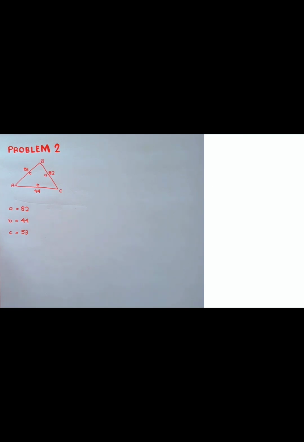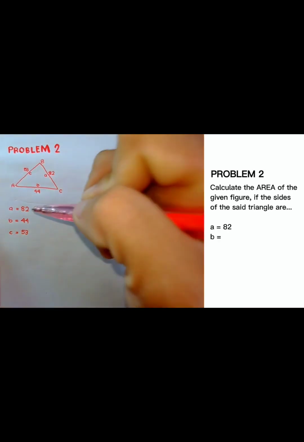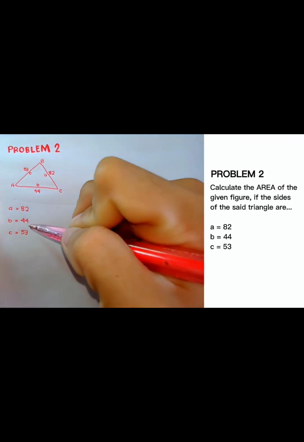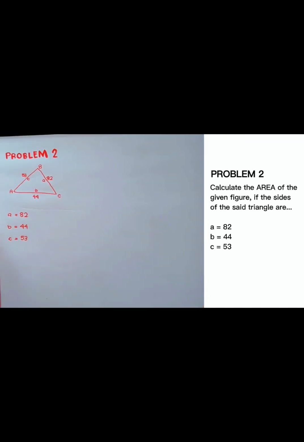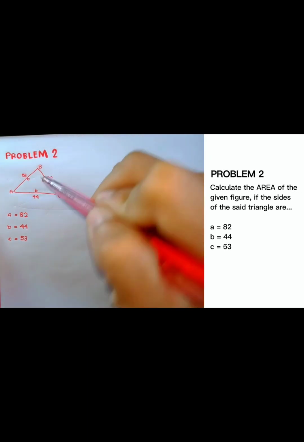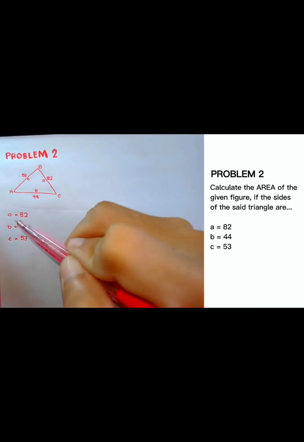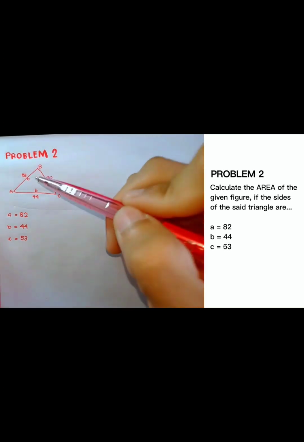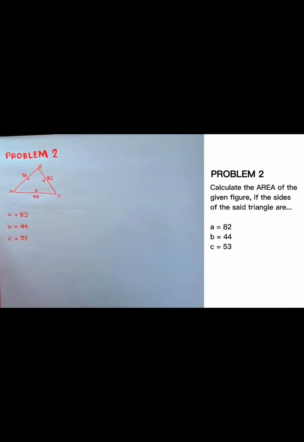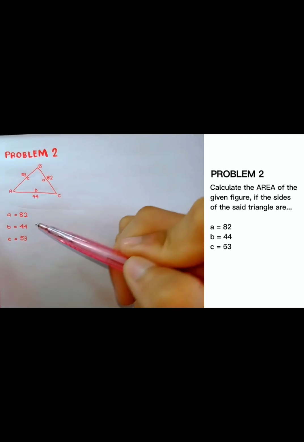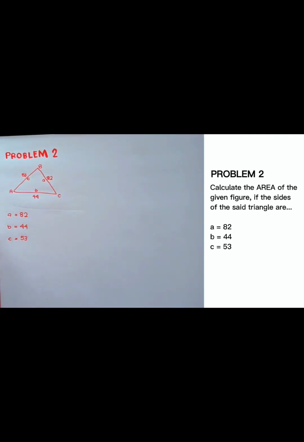And now, proceed na ngayon tayo sa ating problem number 2. Calculate the area of the given figure if the sides of the said triangle are A is equals to 82, B is equals to 44, and C is equals to 53. Okay, so as we can see, given na yung tatlong sides natin, which is yung sides A, B, and C. So, from this point, pwede na natin ngayong isolve to gamit ang Heron's formula since given yung tatlong side na hinihingi dun sa ating law of Herons.